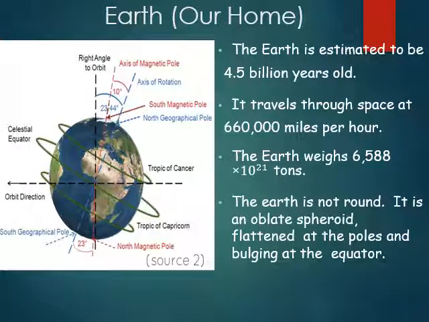Earth, our home. The Earth is estimated to be 4.5 billion years old. It travels through space at 660,000 miles per hour. The Earth weighs 6.588 times 10 raised to 21 tons. The Earth is not round. It is an oblate spheroid, flattened at the poles and bulging at the equator.